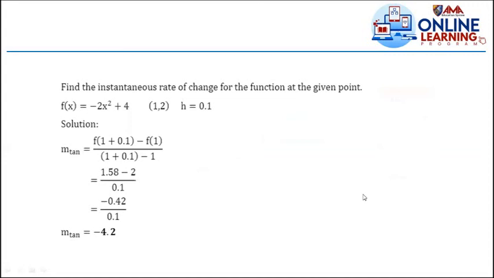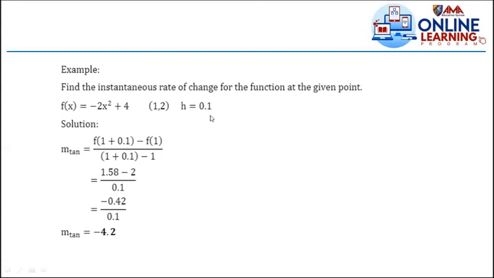So we have your example number 1. Find the instantaneous rate of change for the function at the given point. F of x equal to negative 2x squared plus 4 at 1 and 2. And your h is 0.1. So ito yung difference ng point of tangency nila. Maliit lang po siya, no? 0.1. Okay? So dapat yung value ng x natin is very closer to x.